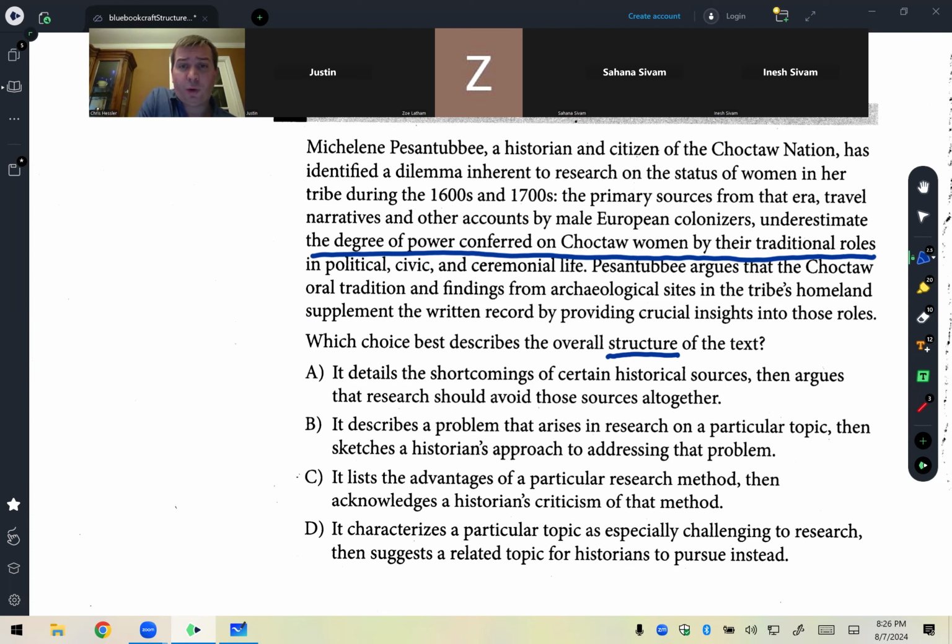Do we say that we should avoid those sources altogether? That's going too far. Author never makes that claim. I'm going to cross it off. All right. How about B?